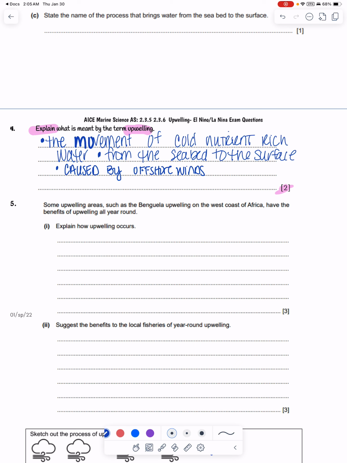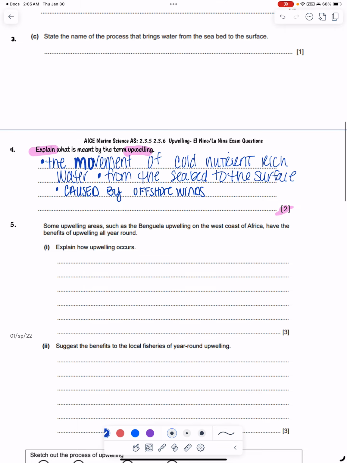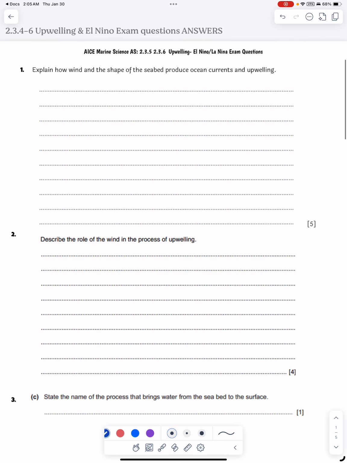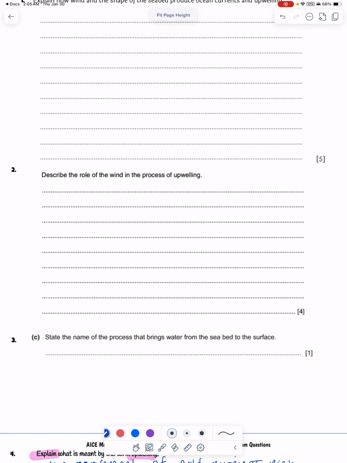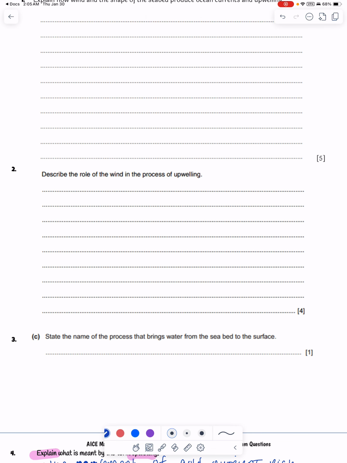Okay, we'll move on to then what we did recently in class. To number 2, describe the role of wind in the process of upwelling. So describe, we're going to need to say what, and this question actually will even feed itself to why. So describe the role or like the purpose of wind, what wind is doing in the process of upwelling. It's 4 marks.